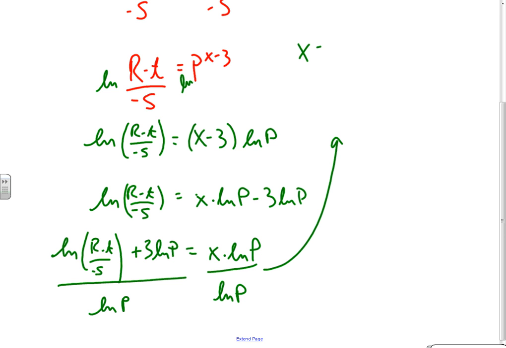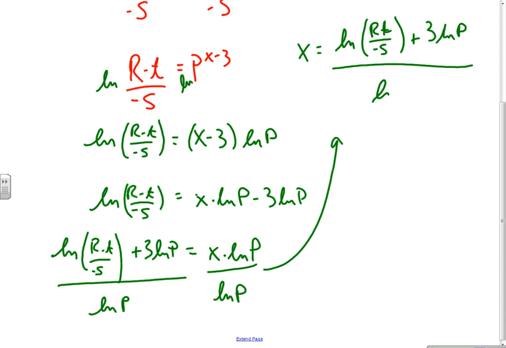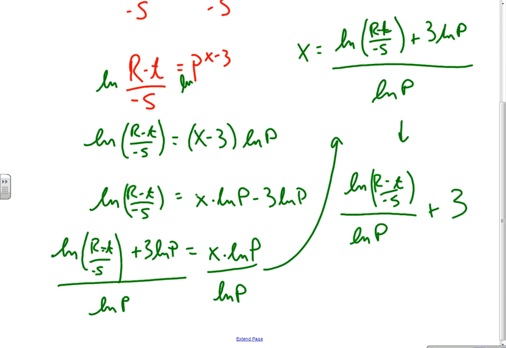So your final answer, x is going to equal natural log of r minus t over the opposite of s, plus 3 natural log of p, over the natural log of p. If you wanted to clean this up a little bit, I could do the first part. Sorry, that's r minus t there. So r minus t all over the opposite of s, divided by the natural log of p, and then plus 3. That would also work. But I would just expect the number on the top.